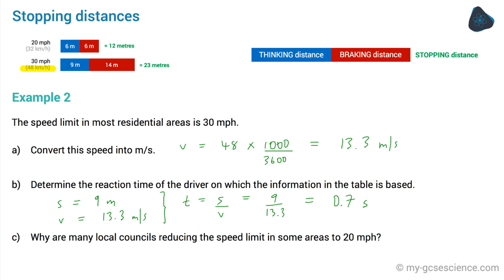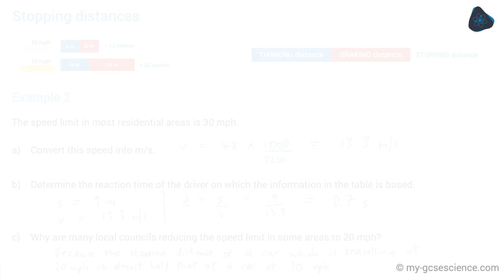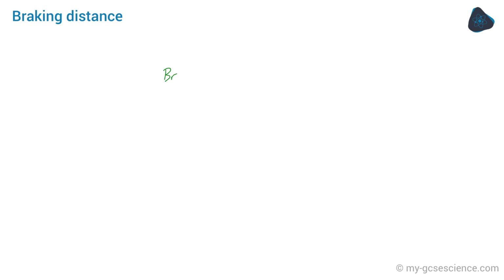For part C, we're just looking at the effect on stopping distance of decreasing the speed from 30 down to 20 miles per hour, which brings us to this nice straightforward answer. Before the last example, we saw that the braking distance of a vehicle is proportional to v squared. Driving faster massively increases your braking distance.